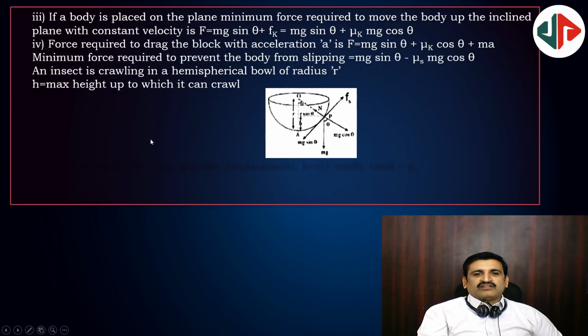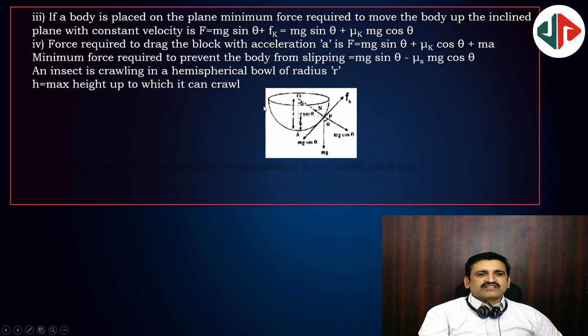And this is a good one. Actually, these are all miscellaneous cases of friction. In a trough, an ant is moving or a ball is trying to revolve, so to what height it can go up, such things we can discuss here. Minimum force required to move the body up on the inclined plane.